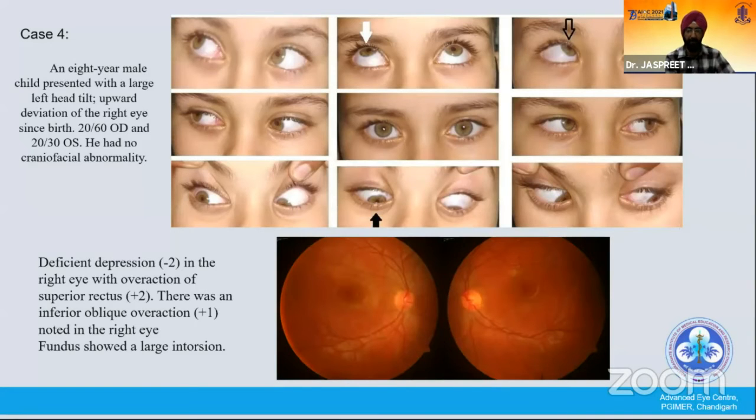And now that you have mentioned absent muscle, I would just like to share my next case with all of you. Before that, just hold on.